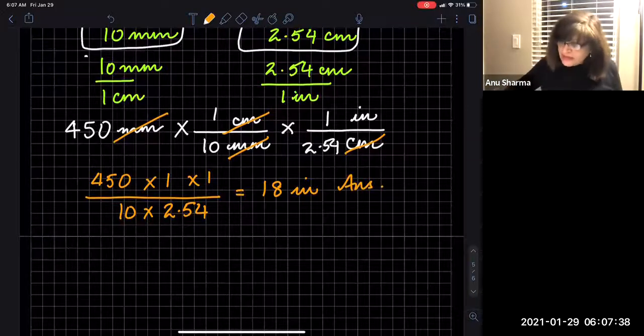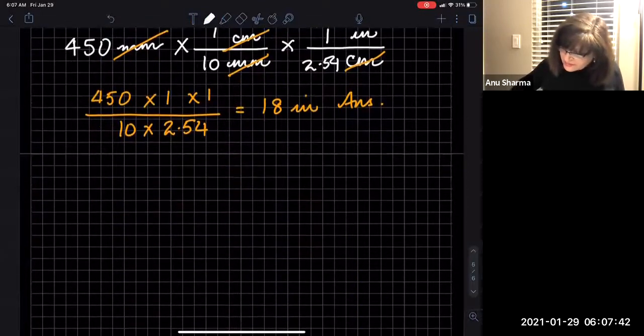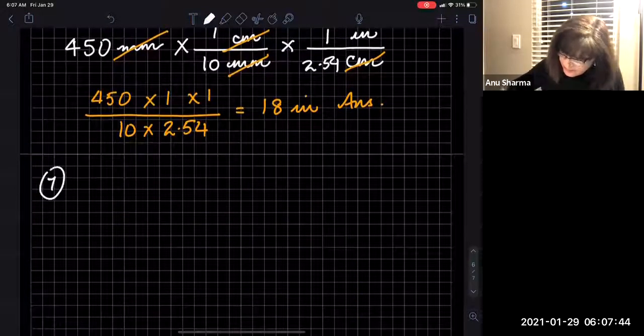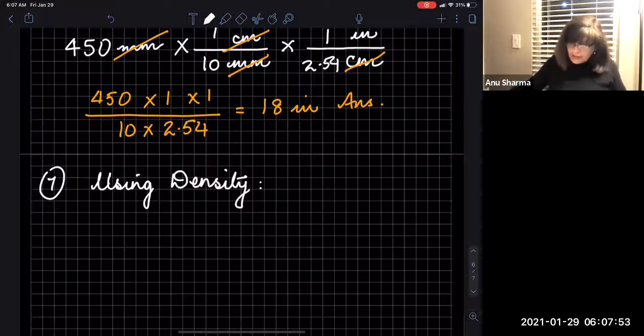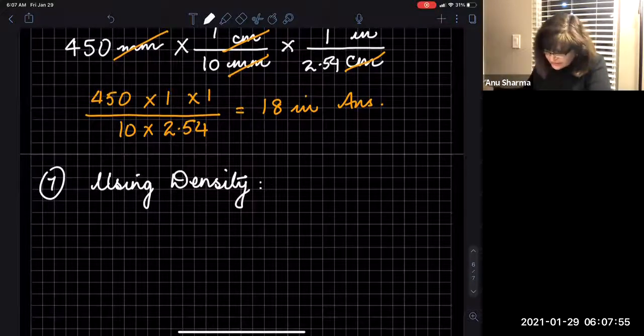Okay, now the last piece is using density. So 6 and then 7. Using density. Okay, so here is using density. How do you do this one?